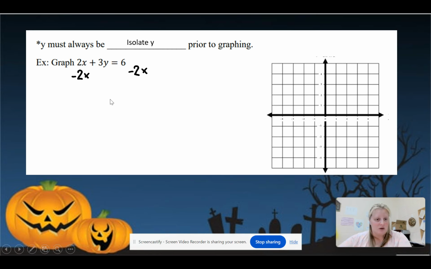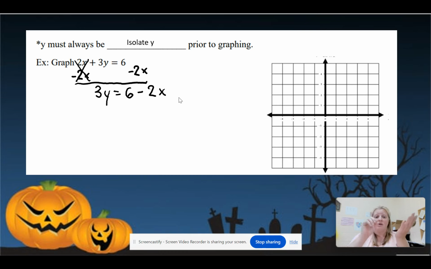But when you do this, you want to be careful. You are only allowed to stack x's with x's. 6 does not have an x, so don't write minus 2x under the 6. Just write it off to the side. These x's would cancel out, of course. They would make 0. So you are left with a 3y on the left and a 6 minus 2x on the right. So that's step 1. You're either going to add or subtract your x's over, depending on what sign was in the problem.